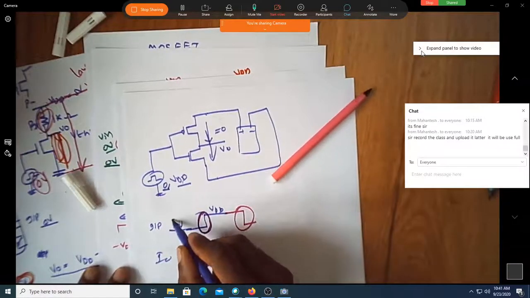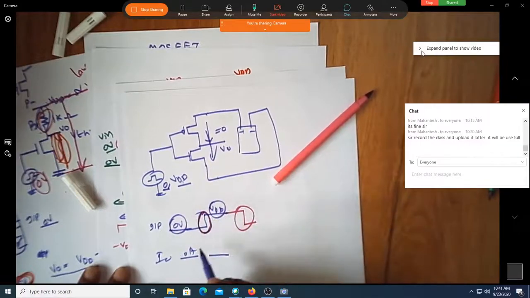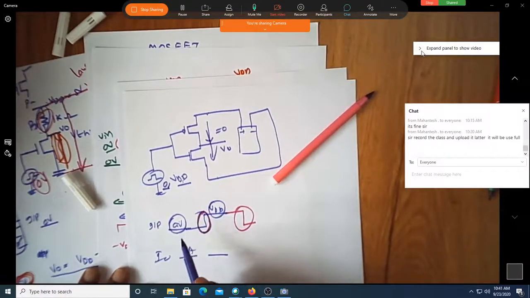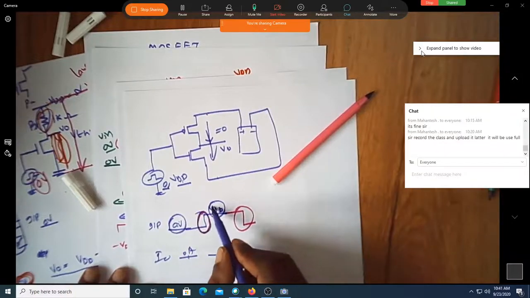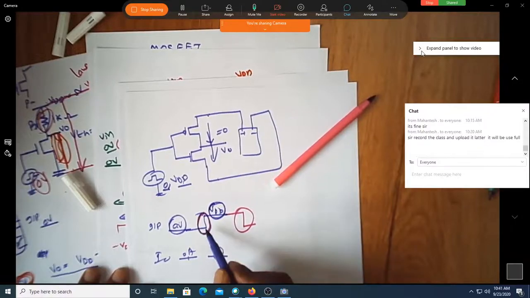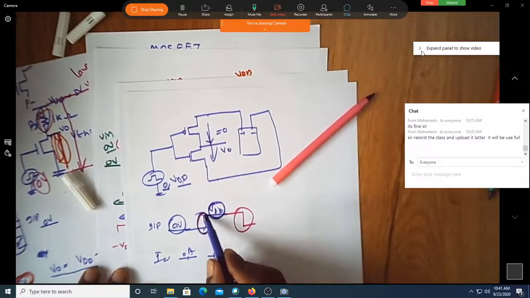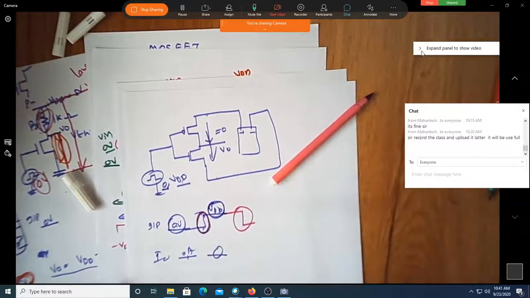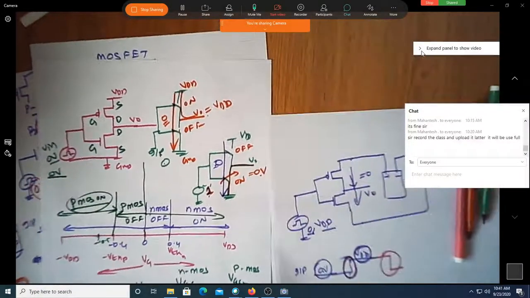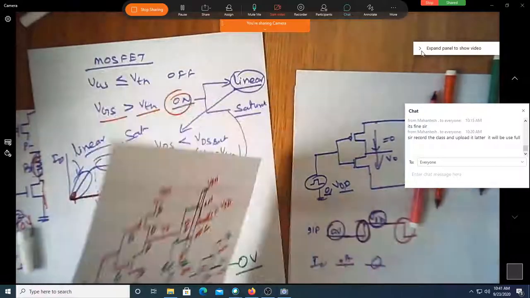So I am saying in static value of 0, as long as the input is stationary at 0, current is 0. As long as the input is stationary at VDD, current is still 0. We're not worried about what happens during the transition. We'll see that later. Now basically what was happening in the earlier battery?